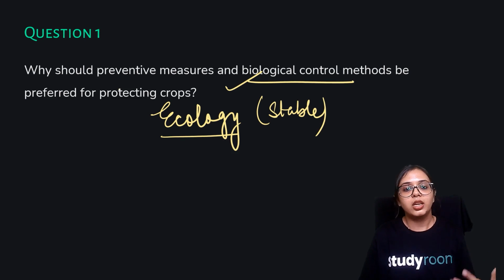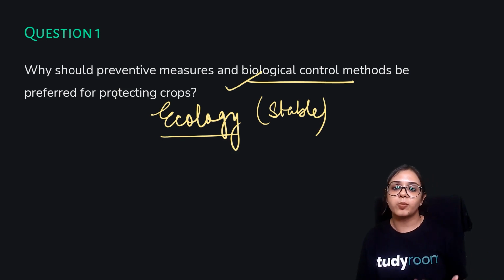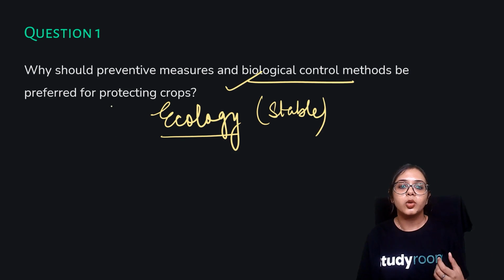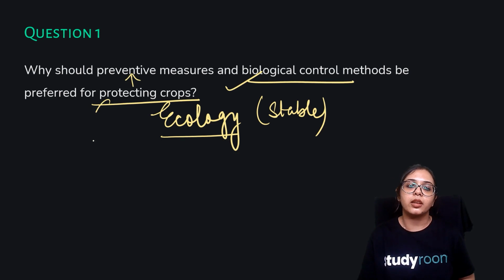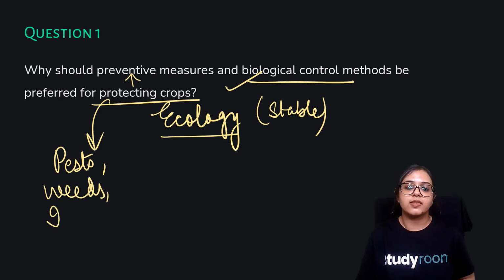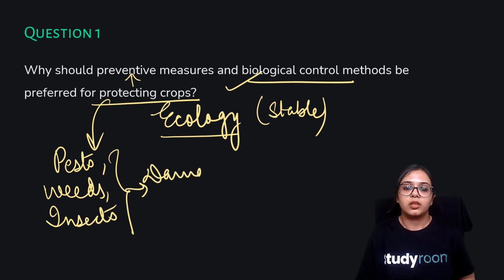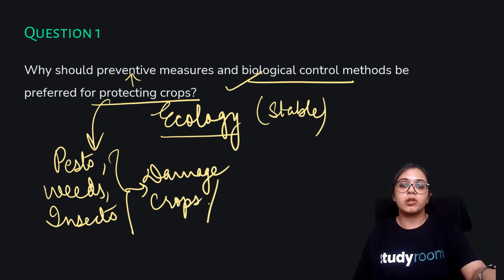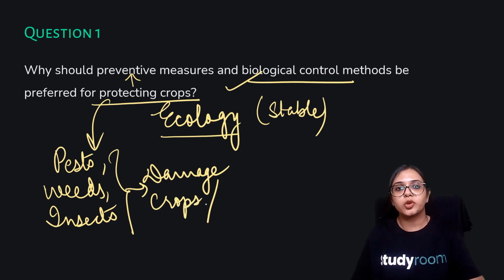Then why you should ensure that preventive measures and biological control methods are being taken to protect crops, because if you are not ensuring that some preventive measures are being taken, then your crops may be attacked, may be infested by pests, by pathogens, by weeds, all right, or by other insects. Okay, and they may damage your crops, damaged crops or damaged grains if you're storing them. This may occur both while you are storing and while the plant is already growing. All right. So damage to the crops or damage to the grains after they are harvested.